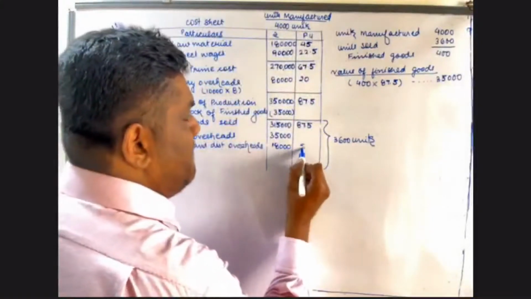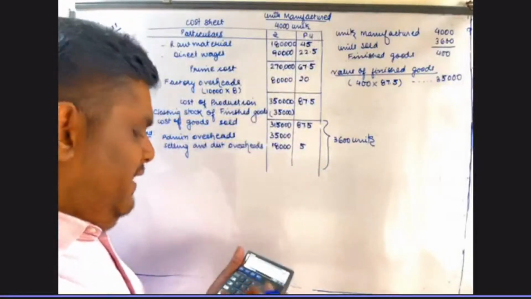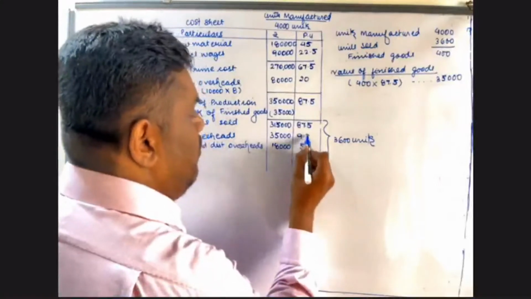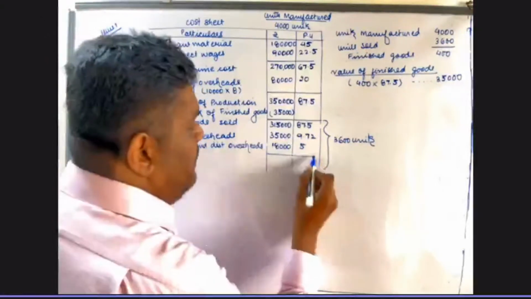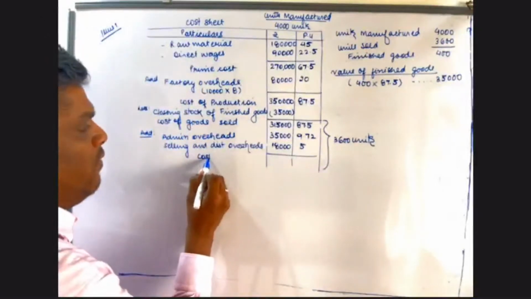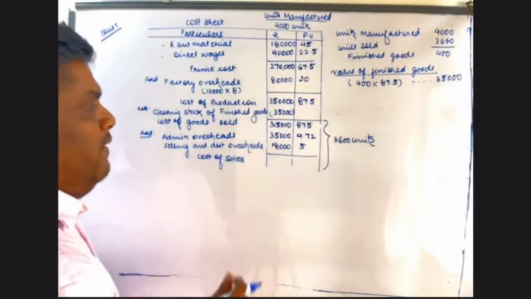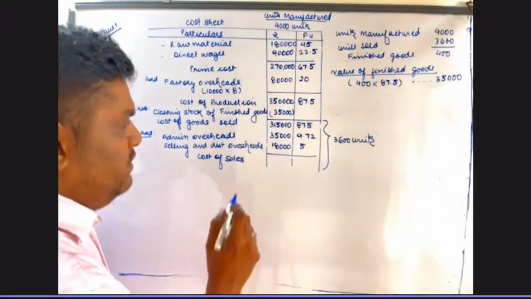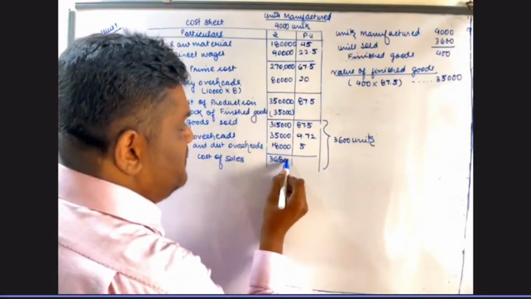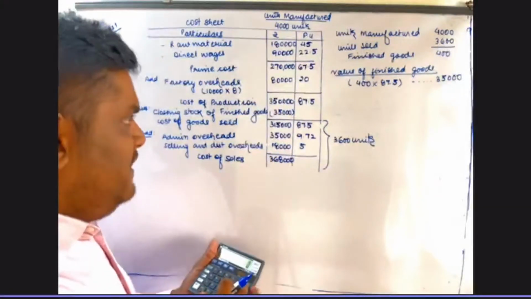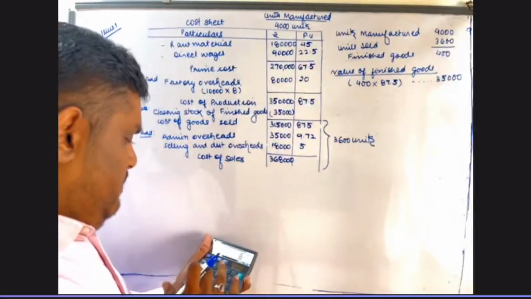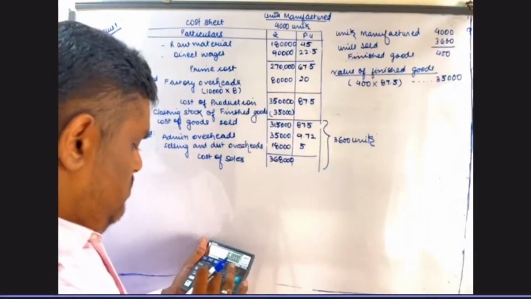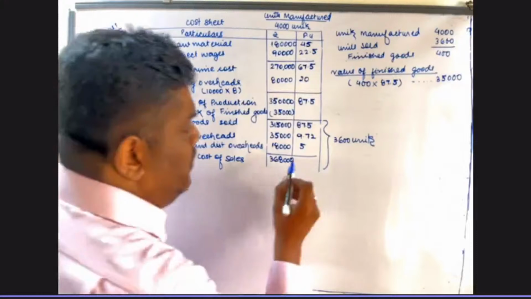Now this 35,000 divided by 3,600 units, so this will be 9.72. So this will be my cost of sales. That is 3,15,000 plus 35,000 plus 18,000. So 3,68,000 will be my cost of sales. And the cost of sales per unit will be 102.22.